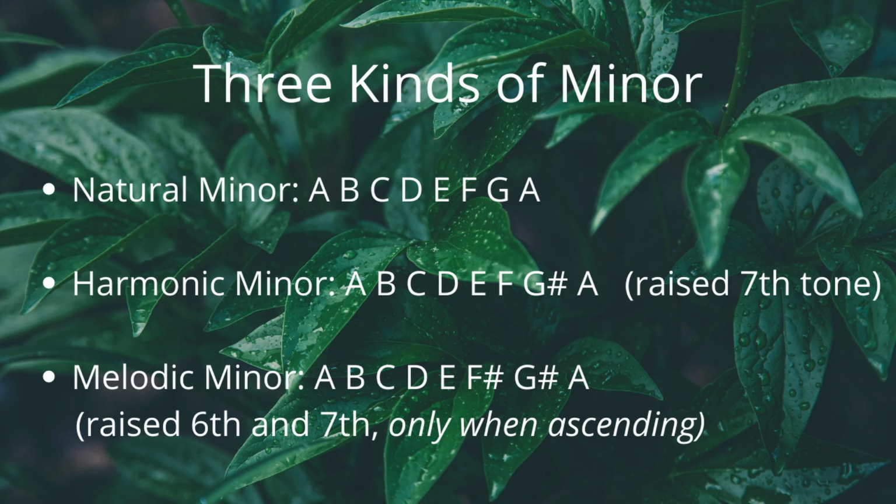The third is the melodic minor scale. This one is a little strange. We raise notes 6 and 7, but only on the way up the scale, only when ascending. When we go back down, we play it the same as we would play a natural minor scale. So in this case, the F sharp and the G sharp would go back to being F natural and G natural. For contrast, I'm going to play all three types of scales now.